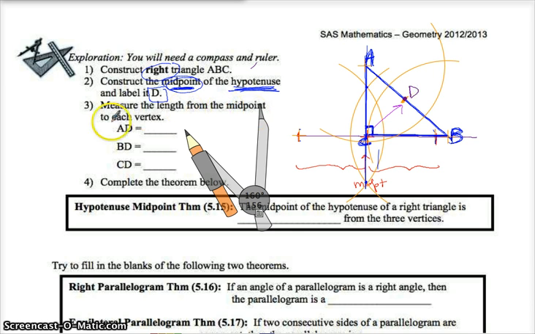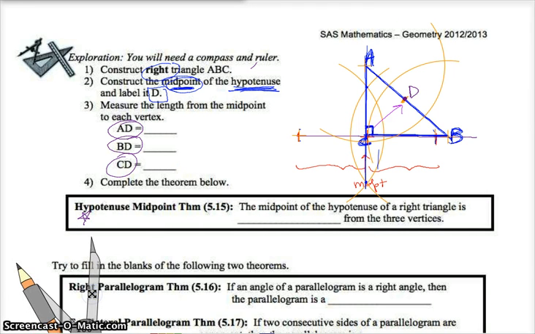So now measure the length of the midpoint to each vertex. So I have to measure the length of AD, the length of BD, and the length of CD. So go ahead and do that. Push pause, measure it, record your measurements. I would measure them in millimeters or centimeters, then see what you get, and then try to fill out this theorem right here. Okay, so push pause, try this on your own.